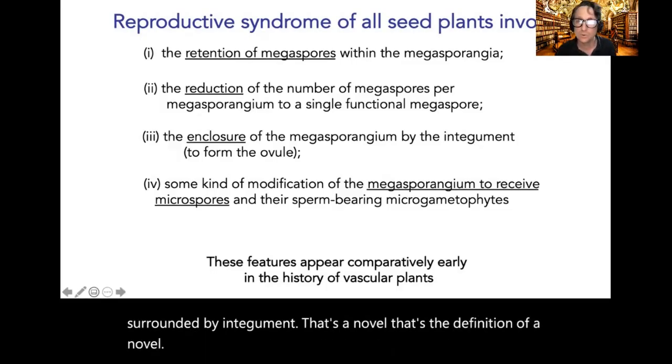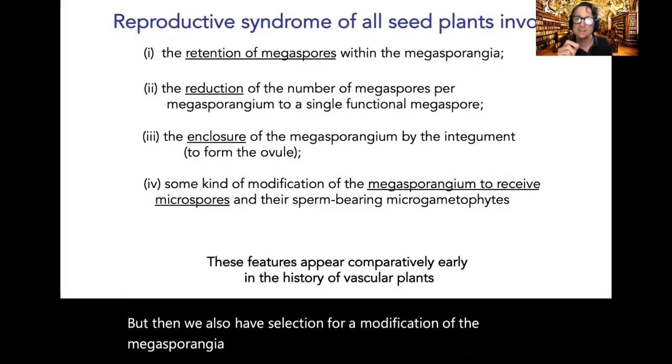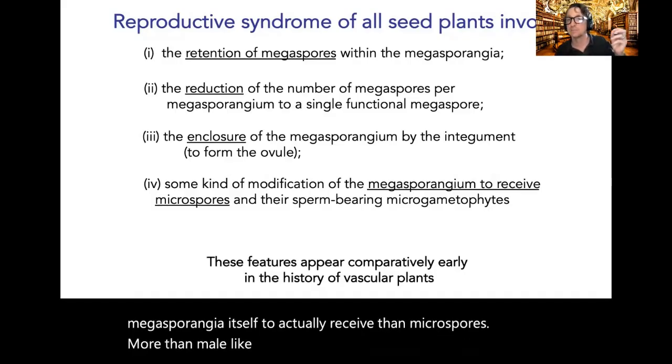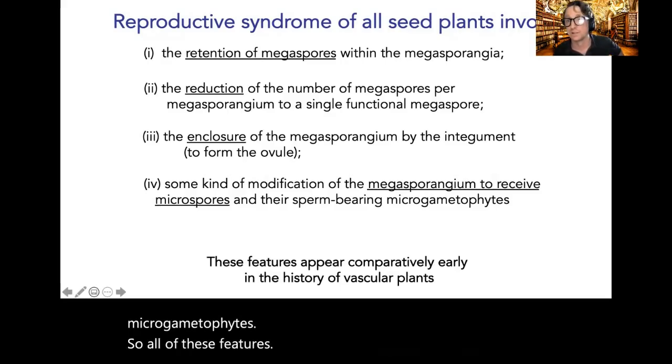But then we also have selection for a modification of the megasporangium itself to actually receive microspores, okay, the more male-like function, and the sperm-bearing microgametophytes, okay? So all of these features evolved relatively early. Okay.